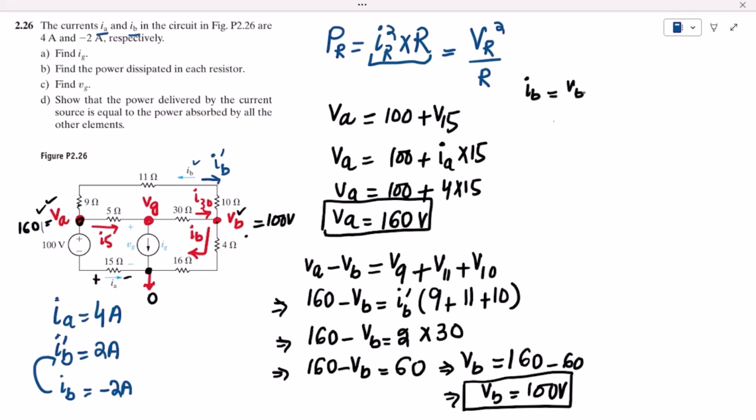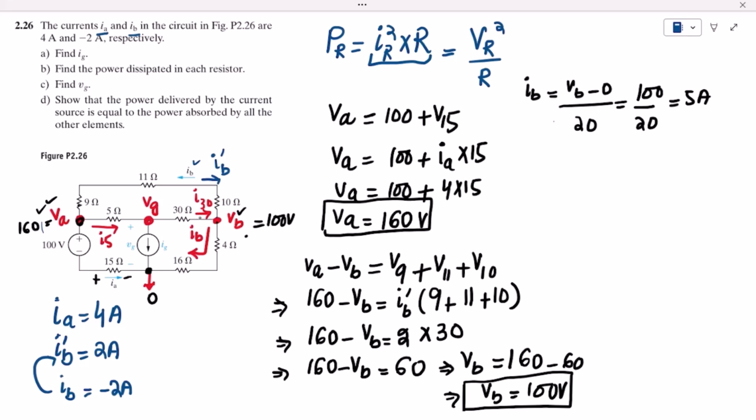That is VB minus 0 divided by the resistances, which are 4 plus 16, 20. So the value of IB is 100 divided by 20, that is 5 amperes. So the value of IB is 5 amperes.